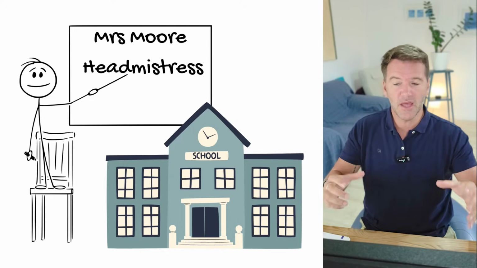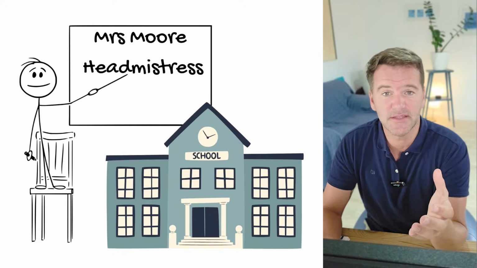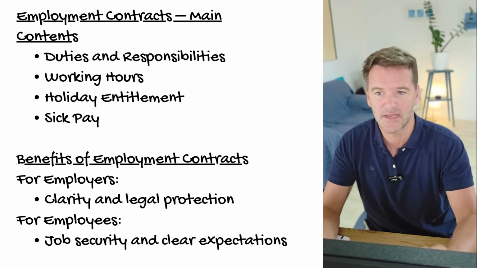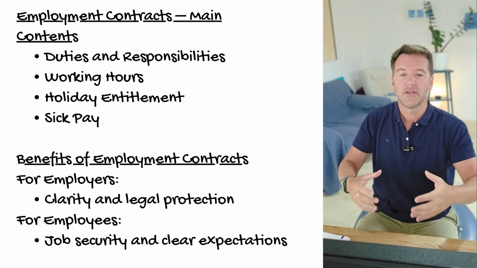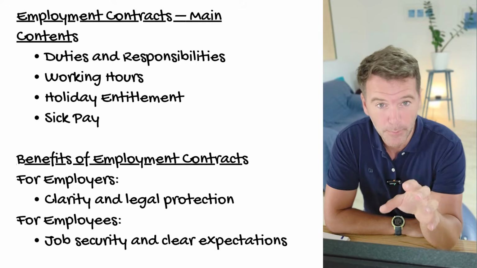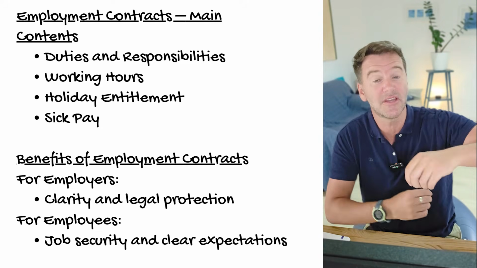Okay, well, in my story, they went for an internal candidate and decided to get Mrs. Moore, the former deputy head, to be the headmistress. Let's take it from there. So what does she need? Well, we said they need to have an employment contract that both the employer, the school, and Miss Moore need to sign. Even though she's gone up, she's going to need a new contract.